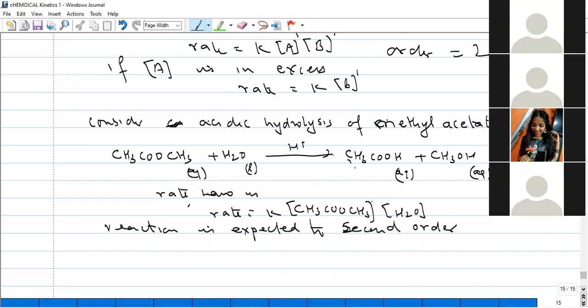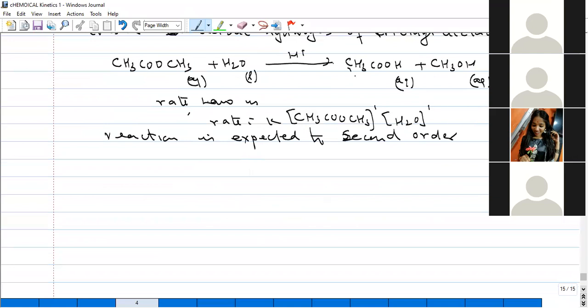Second order, because there are two reactants. This is one and this is second. So 1 plus 1, that is 2. So it is a second order reaction. But it follows first order reaction. It seems to be second order, but it follows a first order reaction.